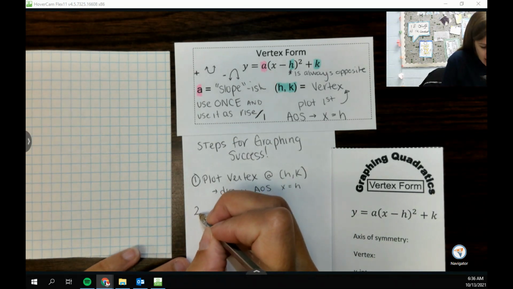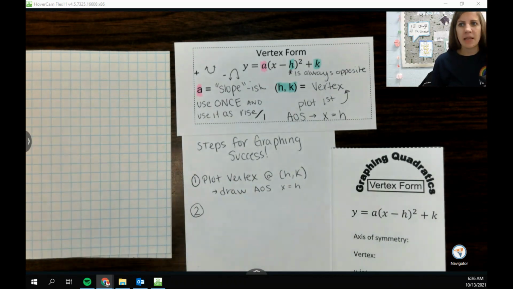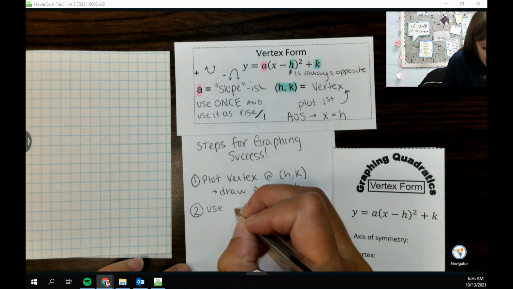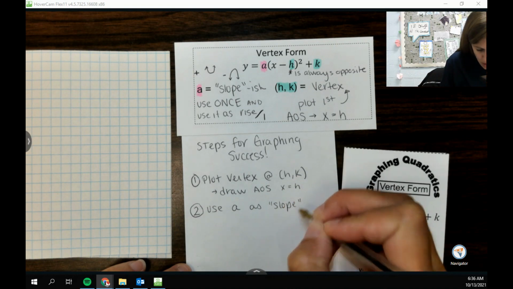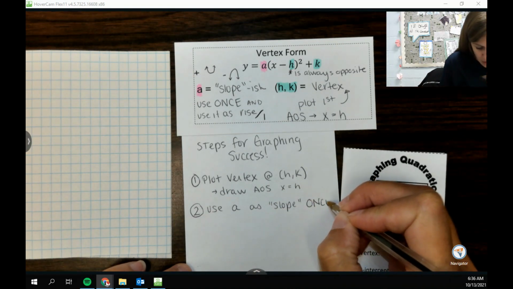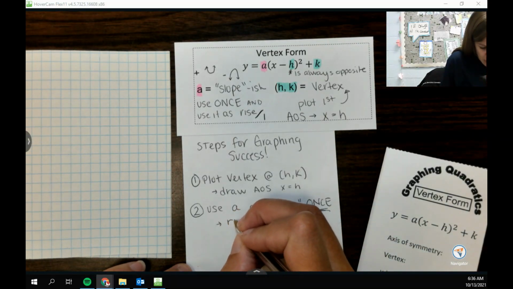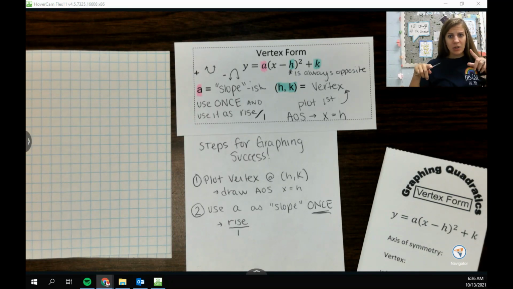The second thing that you want to do, once you have your vertex, that's where all the good stuff is happening. That's where the parabola is going to be changing direction. The second thing we can do is use A as slope once. Again, you can only use it once. It's so important. And we always have to do it as rise over 1. At this point, you'll have a pretty good idea of what your graph looks like because you'll have the vertex. You'll be able to do your slope on either side because of your line of symmetry.